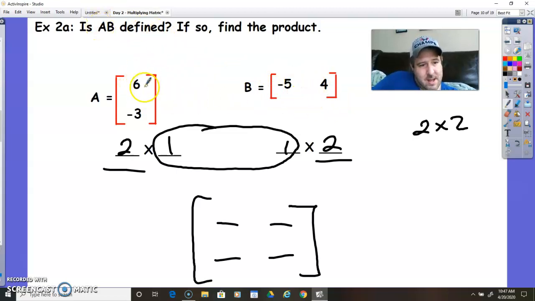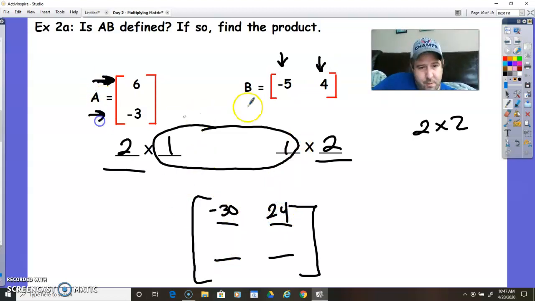Okay, so if I'm doing A times B, this would be first row, first column. So first row times first column. 6 times negative 5 is negative 30. This point right here is first row, second column. So that's this row times second column. 6 times 4 is 24. This point right here would be second row, first column. So I multiply second row times first column. Negative 3 times negative 5 is 15, and then second row, second column. Negative 3 times 4 is negative 12.